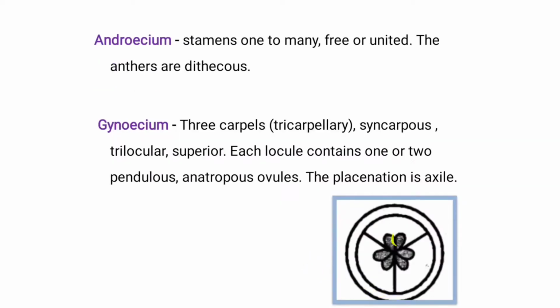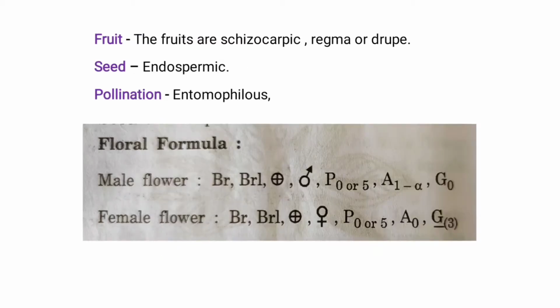In this, the ovules are attached to the marginal portion. Then the fruit is a schizocarpic fruit. It is also a drupe in some plants, and the seed is endospermic. The pollination is entomophilous. It means pollination is by insects.